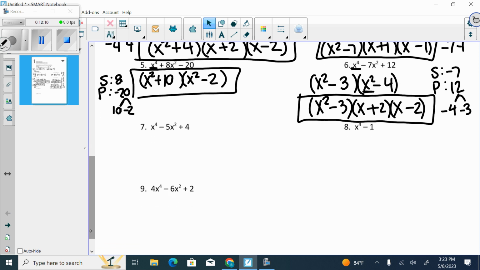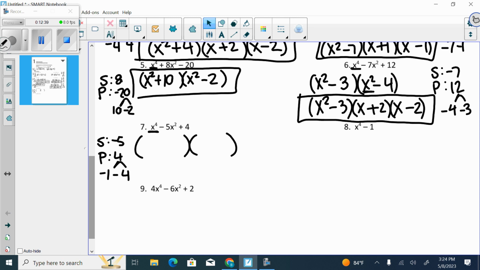All right, number 7. On number 7, do we have a GCF? No. Okay, so what's S? Good. And what's P? Good. So what numbers do we think this time? 1 and 4. Good. Right, they do both have to be negatives.